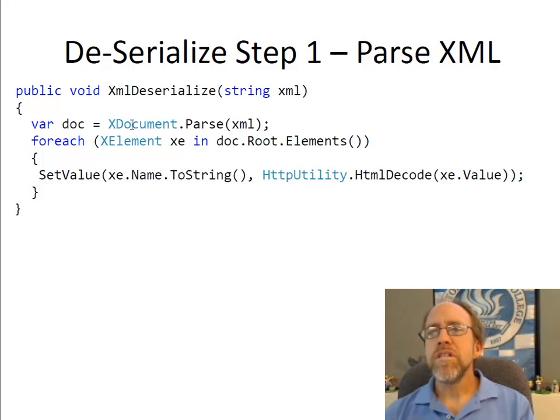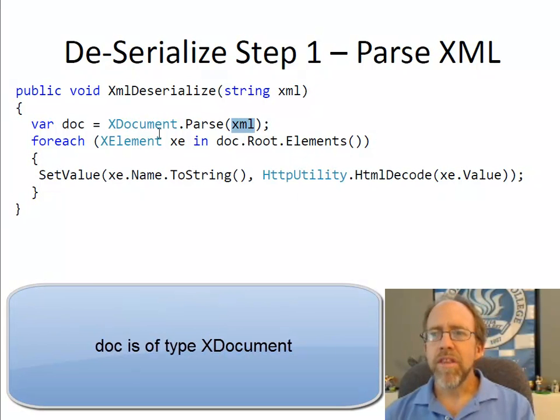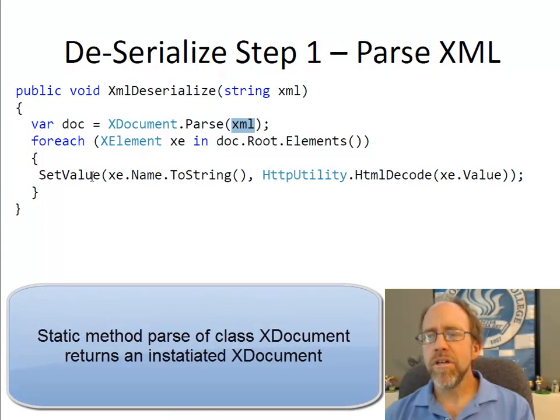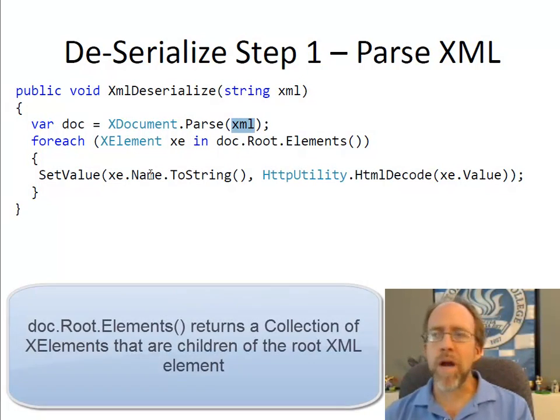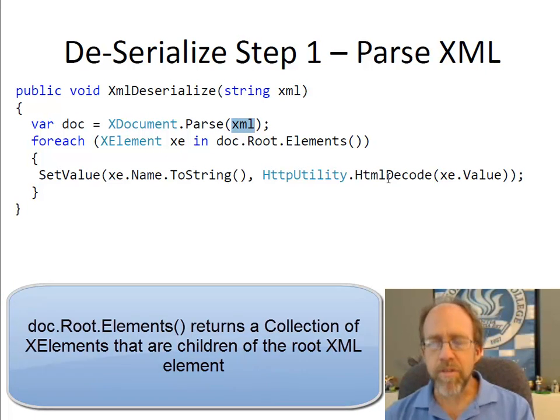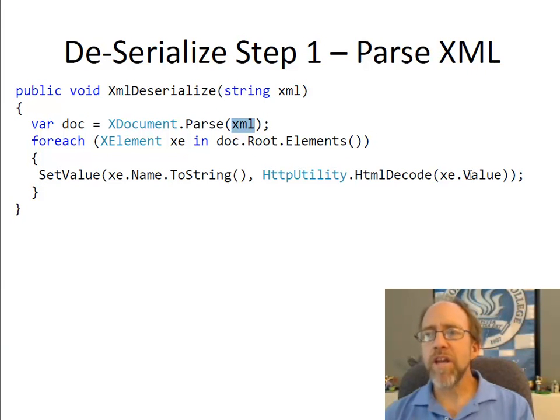I first take the string XML from the database. I parse it. The XDocument has a static method to do this. Then for each XElement in that document, I simply set the value. The name of the XElement will be the same as the name of the object property. That's the convention. And the value that is put into the properties of the class is the value of the XElement.